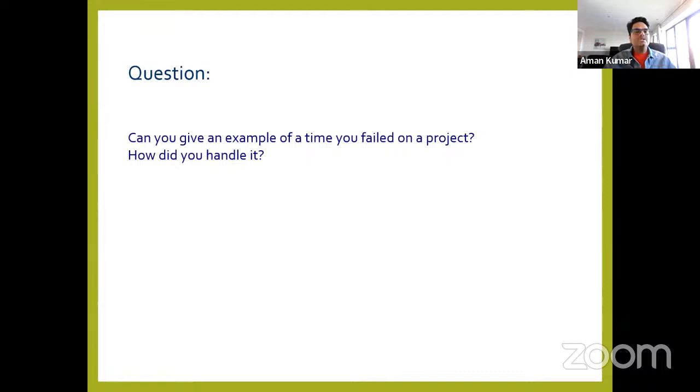The next is: can you give an example of a time you failed in a project and how did you handle it? Sometimes when these types of questions come, people are not prepared for it and it doesn't go very well. So, give me an example of a time you failed and how you handled it. What do you think is the intent here? What is being tested here?